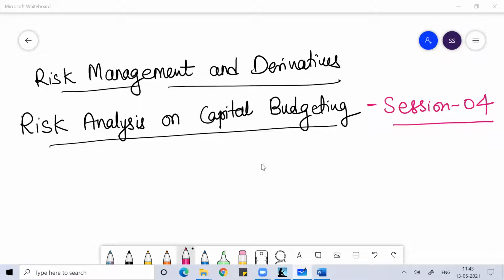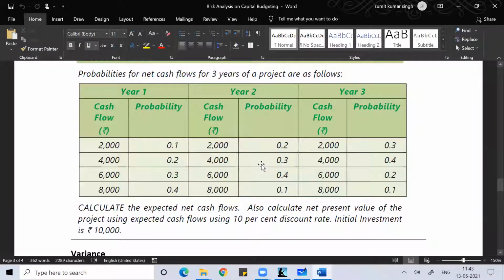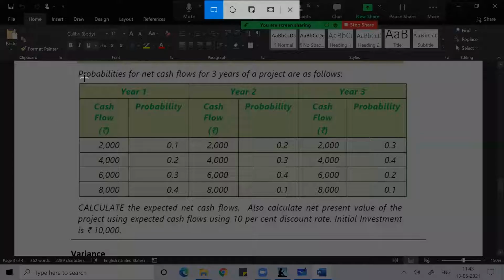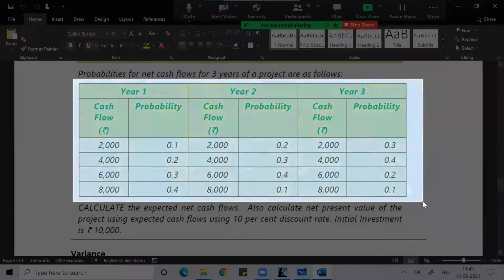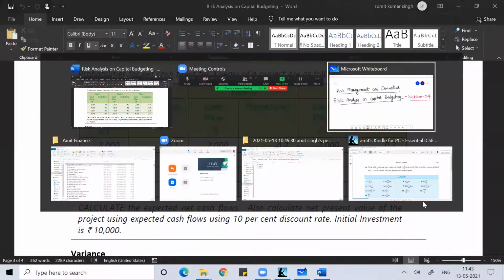Yesterday I started solving problems on risk analysis of capital budgeting, where we did a couple of problems on NPV where the probabilities are given to us. So we did a problem where we had a 1 year time period. In case I give you a different time period like year 1, year 2, year 3, and then I ask you to calculate the NPV, if the initial investment is 10,000 rupees and the discounting rate is 10%, then calculate.